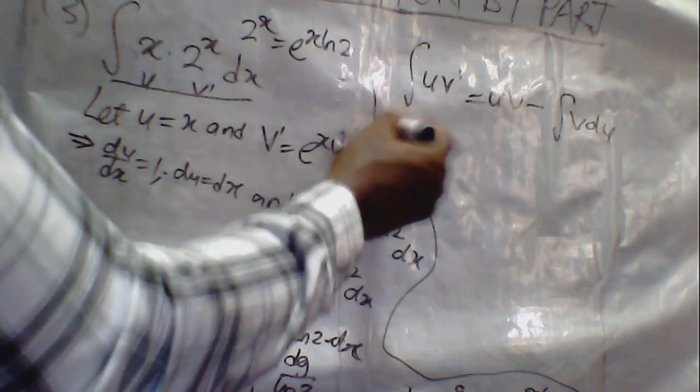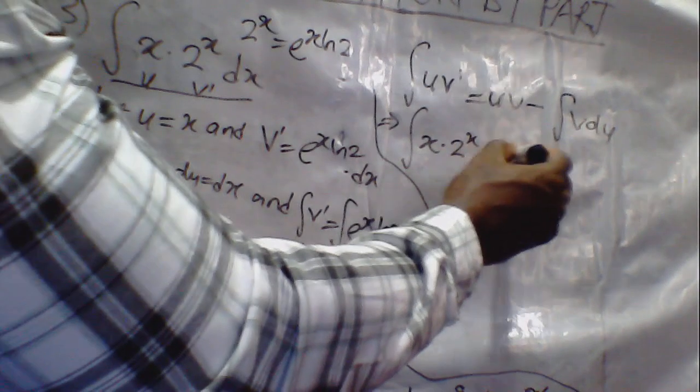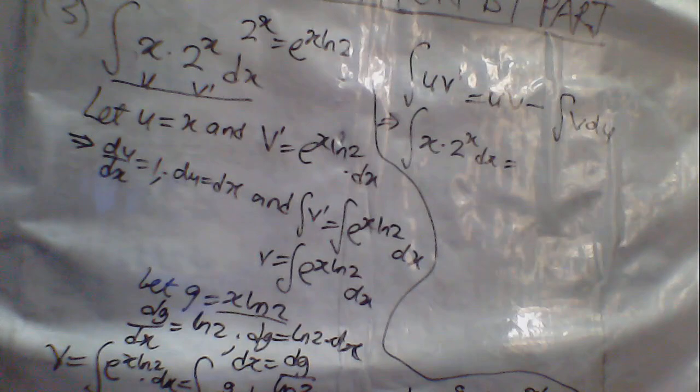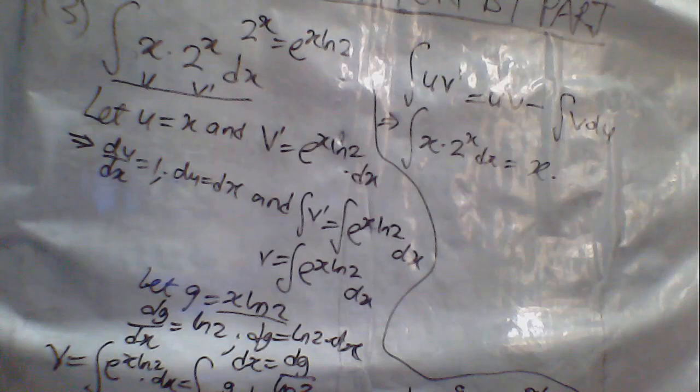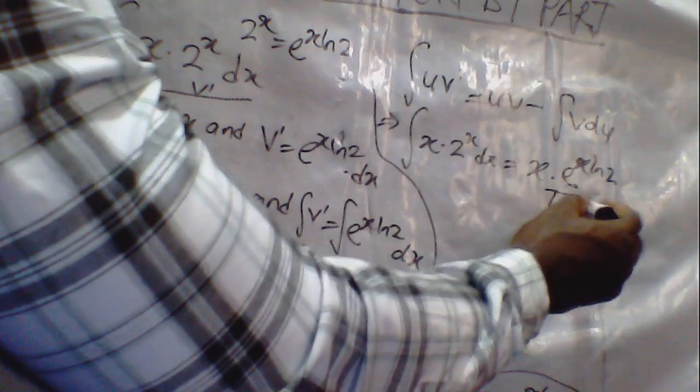So this implies the integral of s dot 2 raised to power s ds is equal to what? We now use this formula. We can now go solve it. Do you have any questions? u is equal to s, and v is equal to e raised to power s ln 2 divided by ln 2, minus this integration.